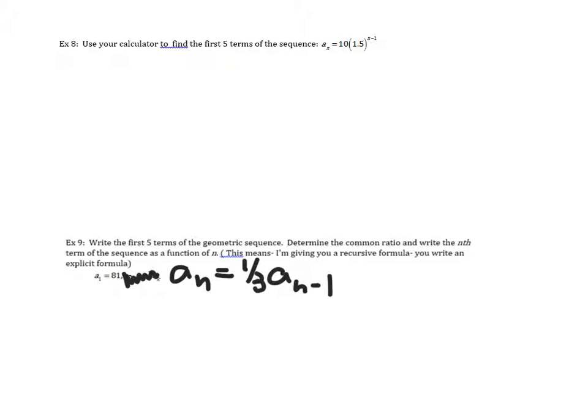Okay, so use your calculator to find the first 5 terms of the sequence a sub n equals 10 times 1.5 to the n minus 1. Okay, so you could plug this in y equals, or if you do stat on the, or sorry, not stat.